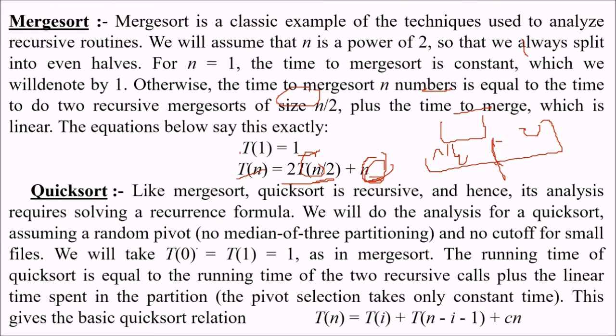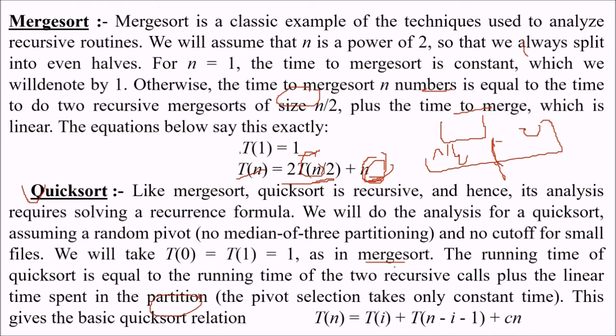Then quick sort. Like merge sort, quick sort is recursive and it also uses divide and conquer. Such analysis requires solving a recurrence formula. So we'll do the analysis for quick sort, assuming a random pivot, no median of 3 partitioning, and no cutoff for small files. So we will take T0, T1 equal to 1 as in merge sort. So the running time of quick sort is equal to the running time of the 2 recursive calls plus the linear time spent in the partition.